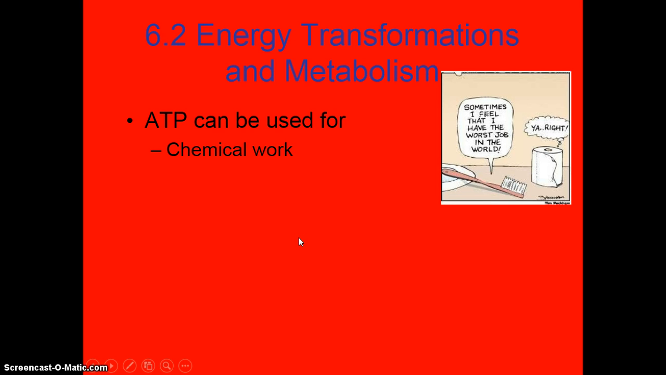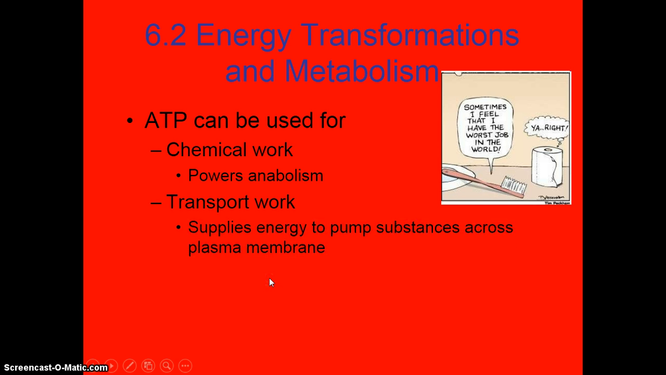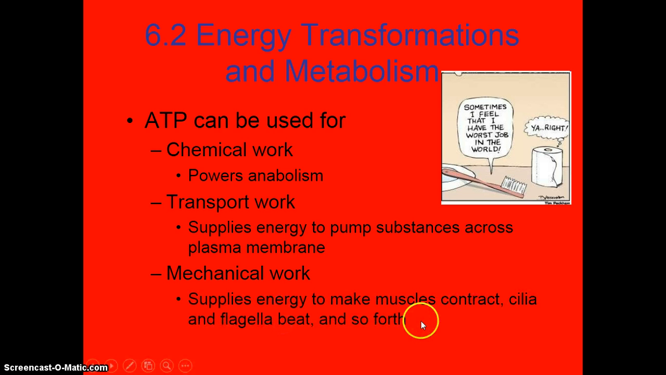ATP can be used for chemical work. It powers anabolism. It can be used for transport work, which supplies energy to pump substances across the plasma membrane with active transport, and it can be used for mechanical work, which supplies energy to make muscles contract, the cilia and flagella beat, and so forth. That's going to conclude 6.1 and 6.2 for Chapter 6.